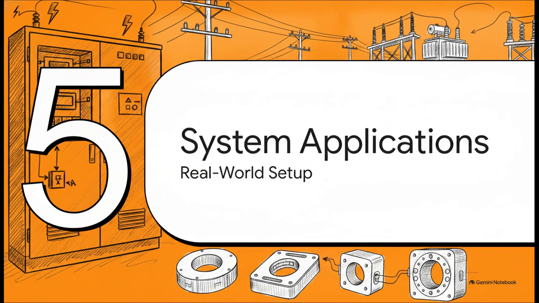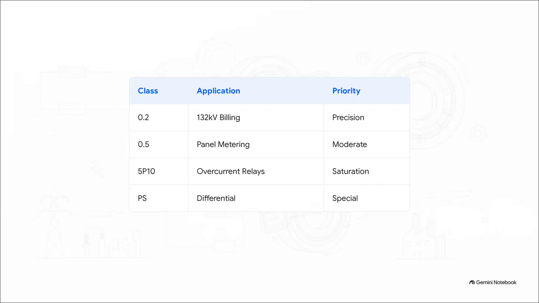Okay, let's wrap this up with Section 5, Practical Power System Applications. We've talked a lot about the internal materials, but how does this actually look in the field? This breakdown maps out exactly how we match a core's engineered properties to its specific job. Starting at the top, you've got your highly precise Class 0.2 for revenue billing. Moving down, standard Class 0.5 for your everyday panel metering. Below that, the high saturation 5P10 cores for overcurrent relays. And finally, the PS class, a very special protection class reserved for differential and restricted earth fault, or REF, relays. One primary wire, up to 4 or 5 completely different cores doing entirely different jobs. It's like a giant puzzle perfectly fitting together.